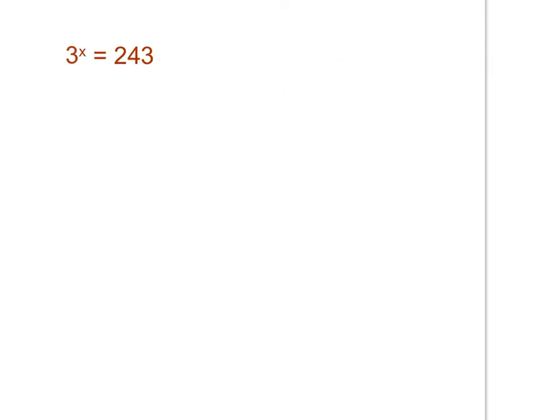Okay, let's try this one. Basically, we're solving for x. So we're saying 3 to what power is 243? Well, we should just know that 3 to the 5th is 243. So without a calculator, we know that x is 5. But we're going to solve this with a calculator using our steps. Our first step is to ask, is the exponential expression by itself? Yes, it is. We have 3 to the x with nothing else.